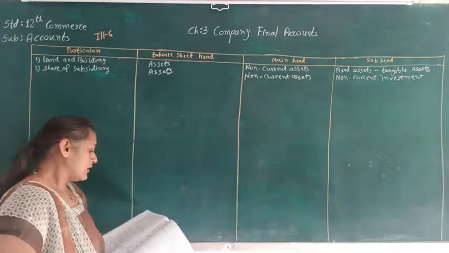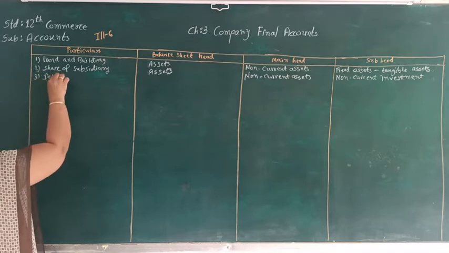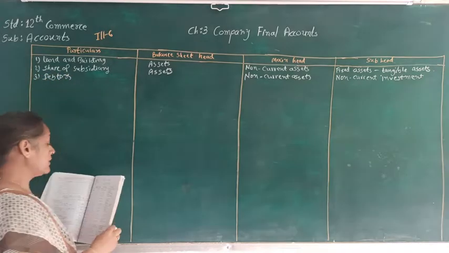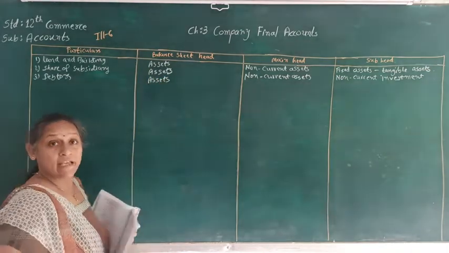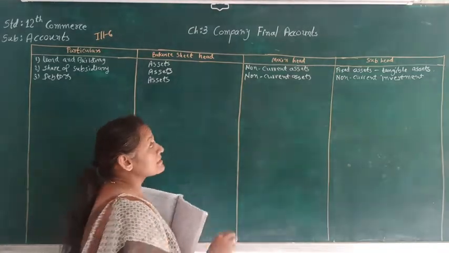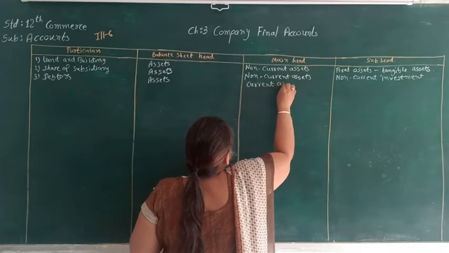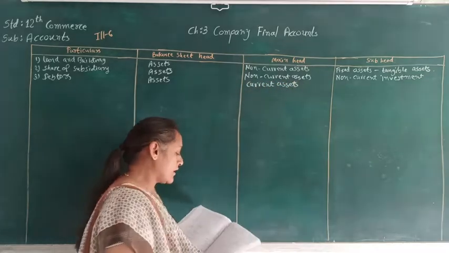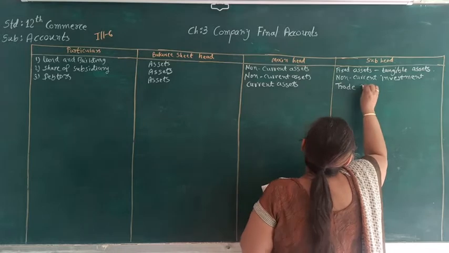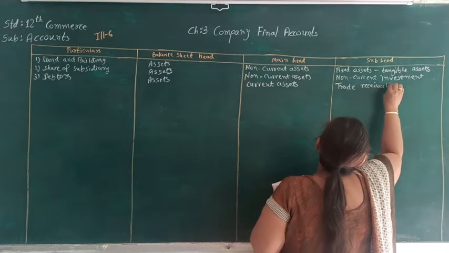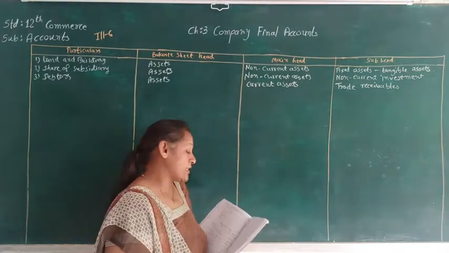So after that, the next balance is debtors. So third one is debtors. So here debtors is again shown on the asset side of the balance sheet. Then as we know, the asset debtors is a current asset. So here we have to write the main head as current asset. And again in the current asset, this is under the trade receivable. As we know, in the trade receivable, we write debtors as well as bills receivable. So that is trade receivable.